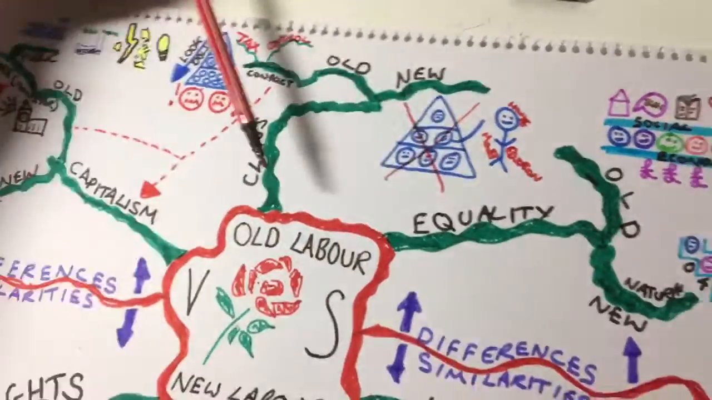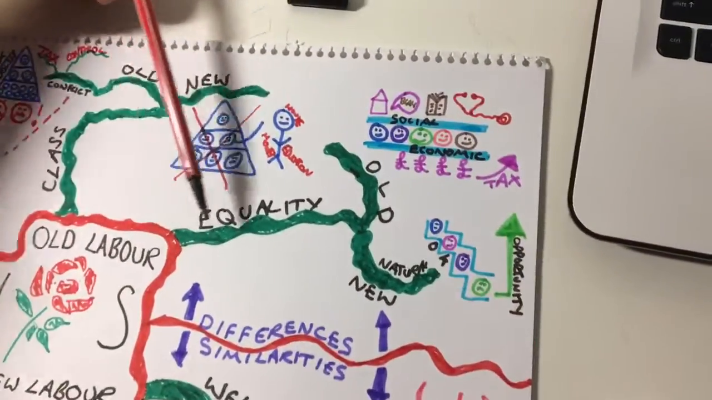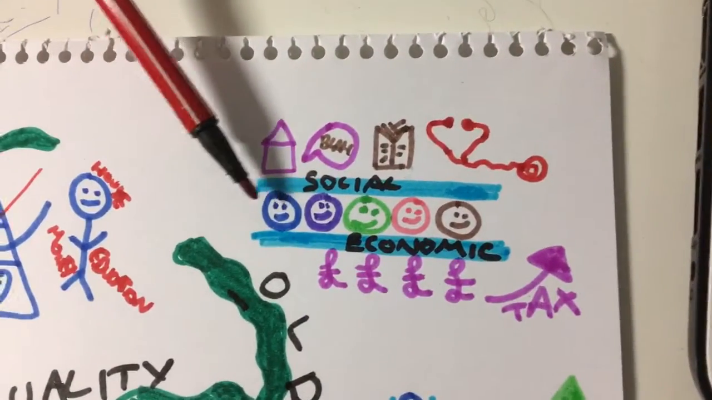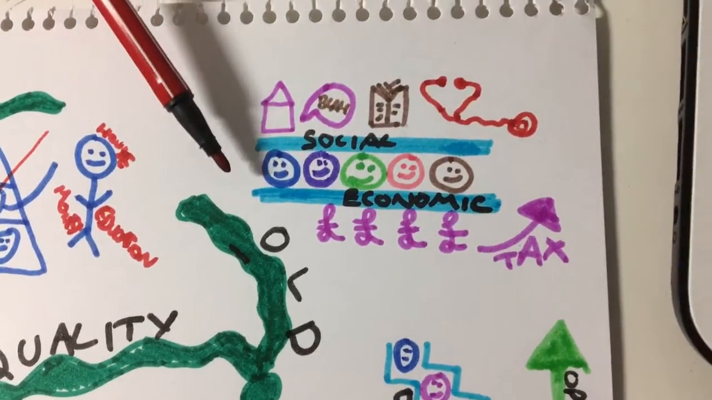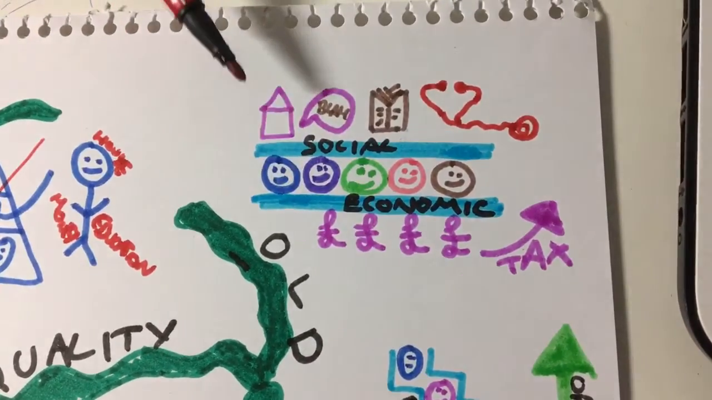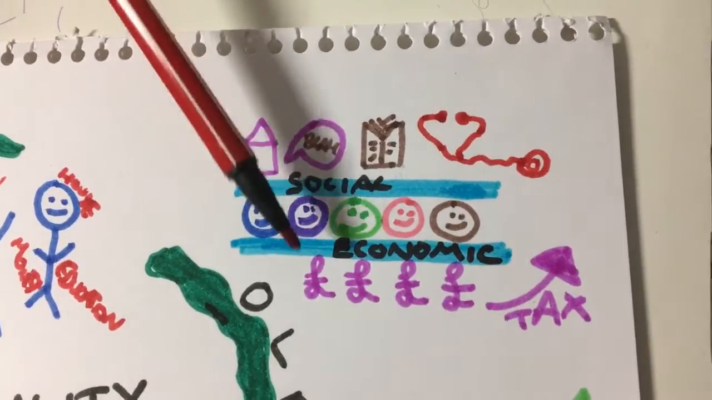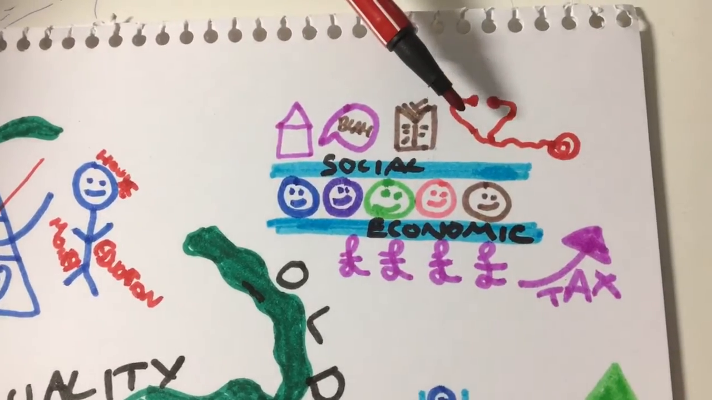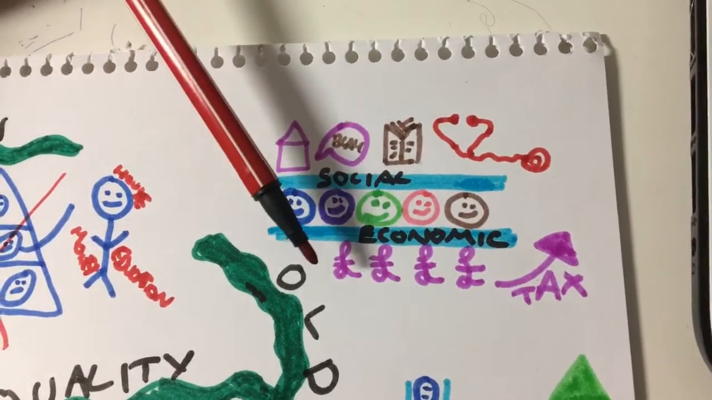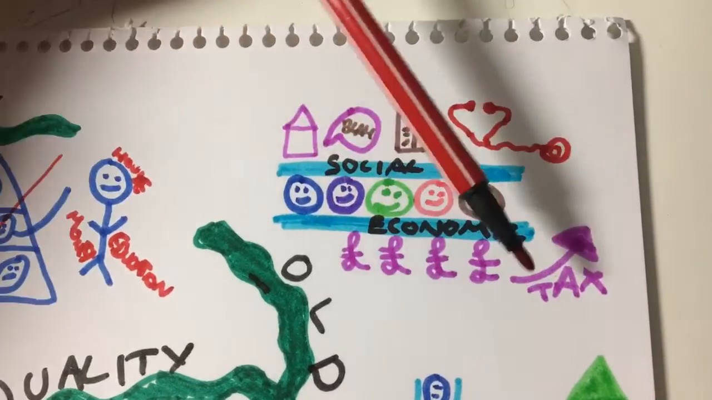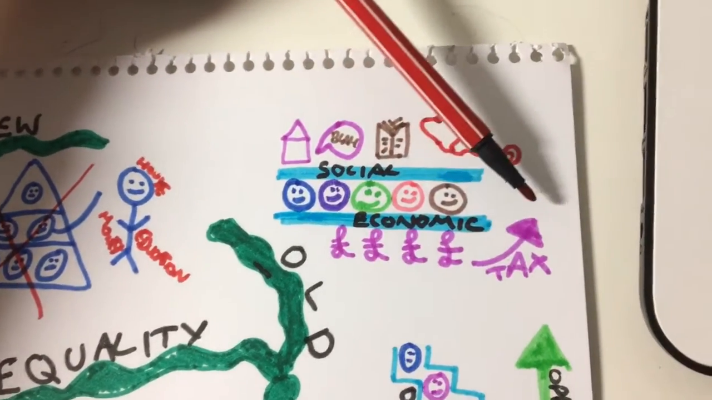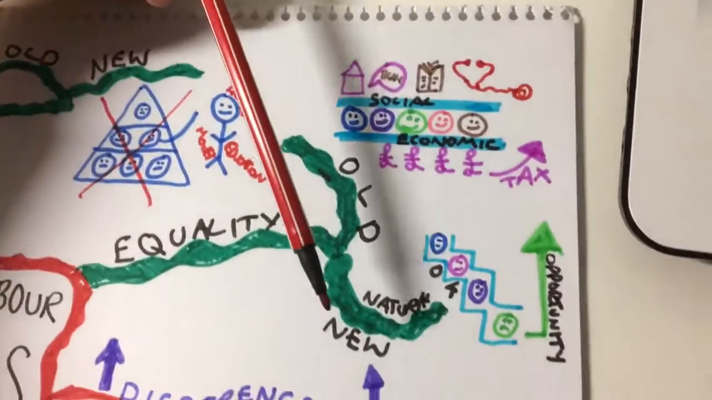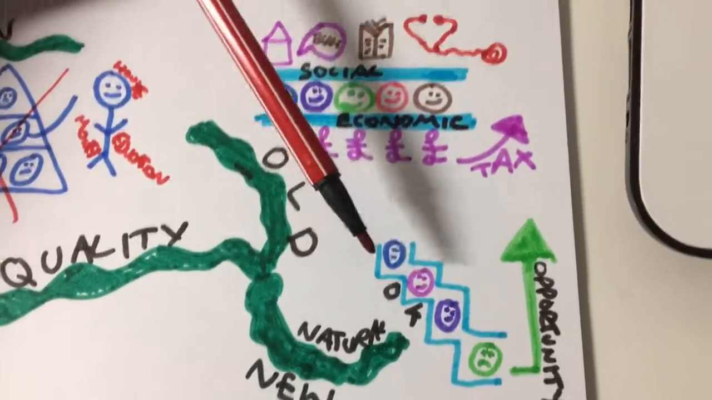My third main idea here on my mind map, mapping out from the centre, is equality. Old Labour, you can see my equal sign here. I've got people of all different colours, all different types of people are equal with each other, and social and economic equality. So I've got house there, I've got speech, I've got a book for education, and I've got the health service. And they believe in economic equality as well, so I've got my pound signs, and that shows me that tax raises, the more money you get, the more tax you pay, which will enhance equality.